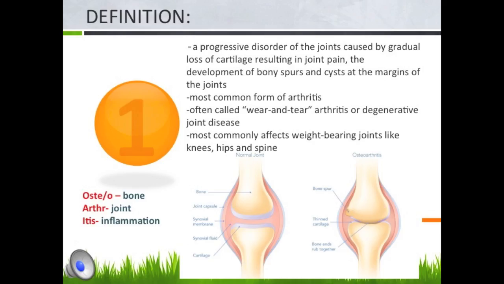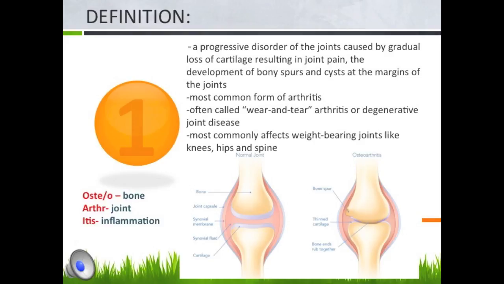The word itself means bone, joint, and inflammation. Osteoarthritis is often called wear and tear and is the most common form of arthritis in the United States. It is a degenerative joint disease that is characterized by gradual loss of cartilage that results in the development of bony spurs and cysts at the margins of the joints.